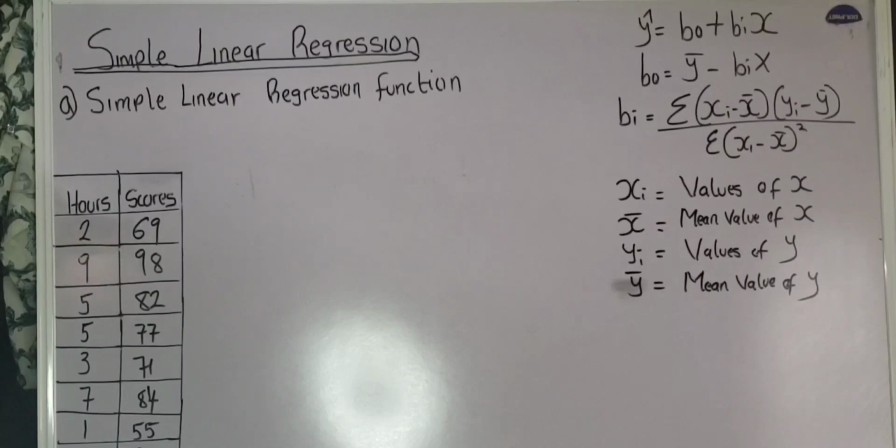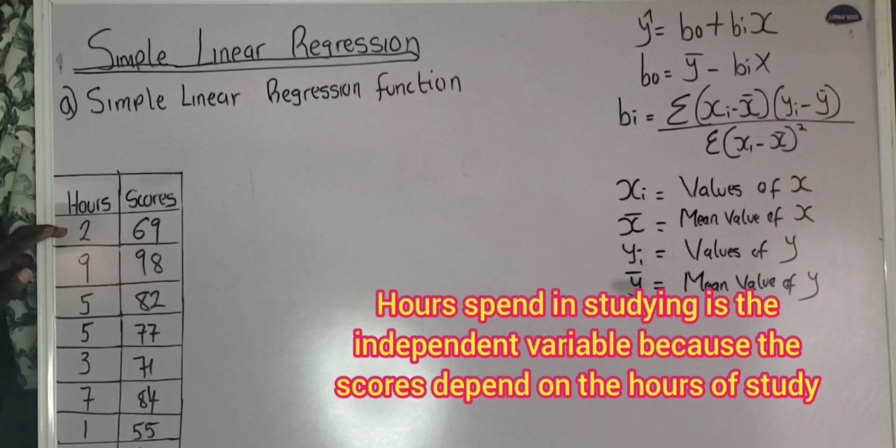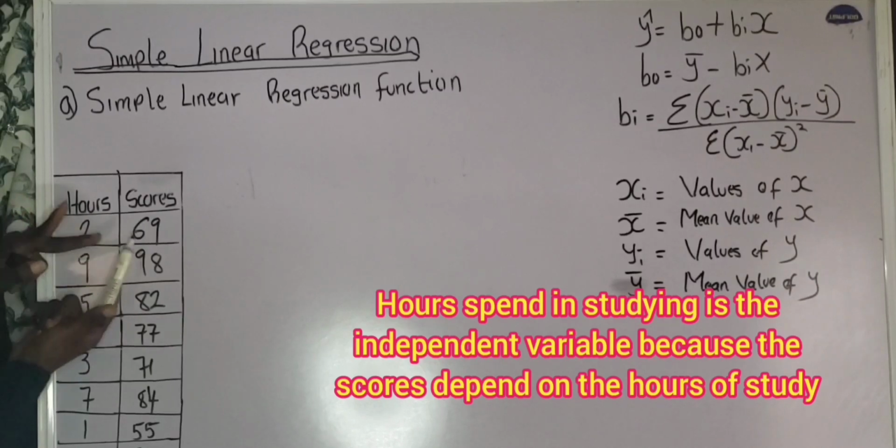Now consider yourself as someone who wants to write an examination. You know that if you study with more time, if you spend more hours studying, the number of hours that you take to study will determine the grade that you're going to have, the score that you're going to have. So x is the independent variable, the hours, because as the student spends more hours in study, you can see he spent 9 hours here and he had 98. He spent 2 hours and he had 69.